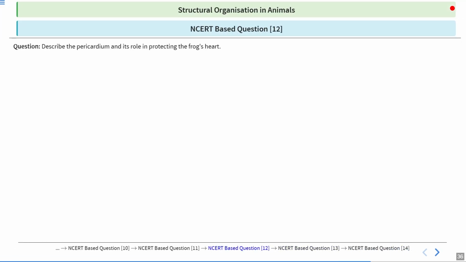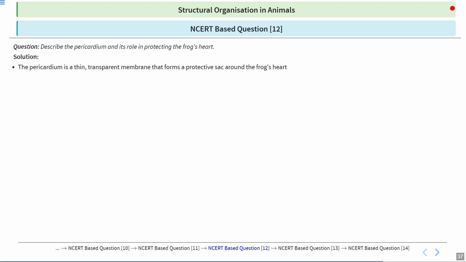Next question, describe the pericardium and its role in protecting the frog's heart. Pericardial membrane is there, right? So let us see the answer of this question. The pericardium is a thin, transparent membrane that forms a protective sac around the frog's heart. Okay? It is a membrane-like structure that is present all over the heart.